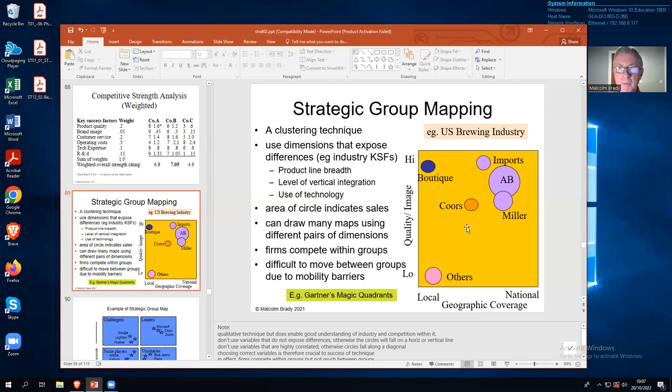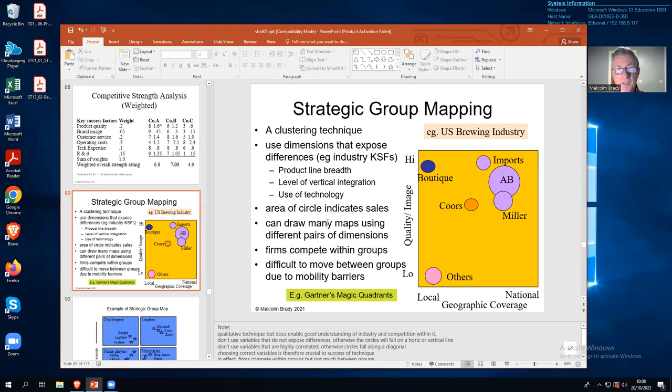Okay, the strategic group mapping, people who first looked at this pointed out that it's actually quite difficult to move between strategic groups. There are mobility barriers between groups, similar to entry barriers into industries in the first place. So you very much do compete with your group, and it's difficult to shift groups. So it's just, again, to be aware of that.